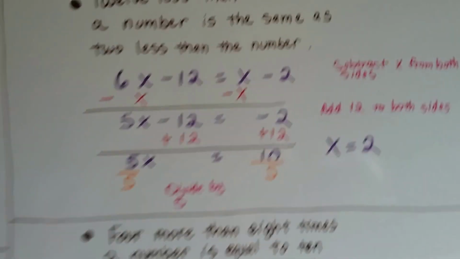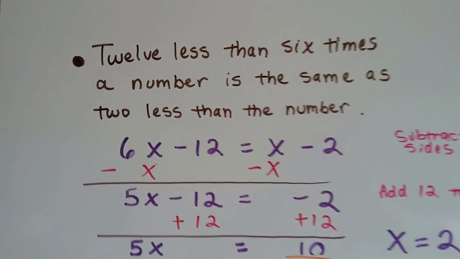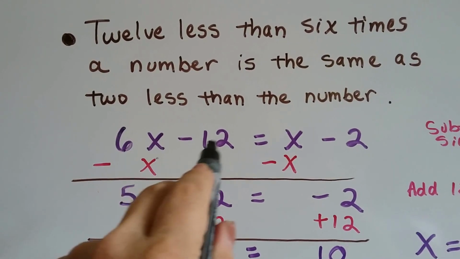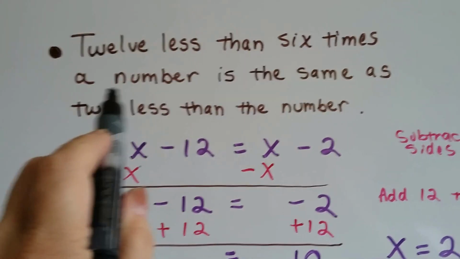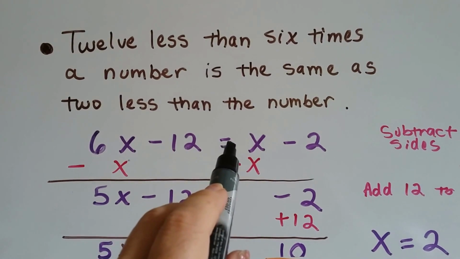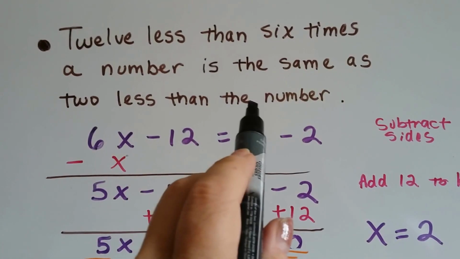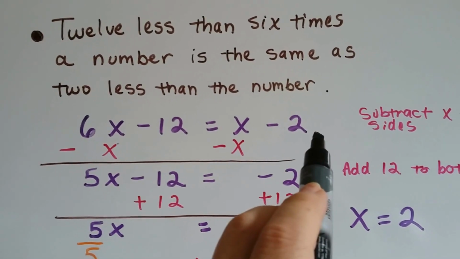We've got another example. 12 less than 6 times a number. Well, here's 6 times a number, and this is 12 less than it. 6x minus 12. 12 less than 6 times a number is the same as, that's equals, so here's our equal sign, 2 less than the number. It's the same number, just 2 less. So we have x minus 2.